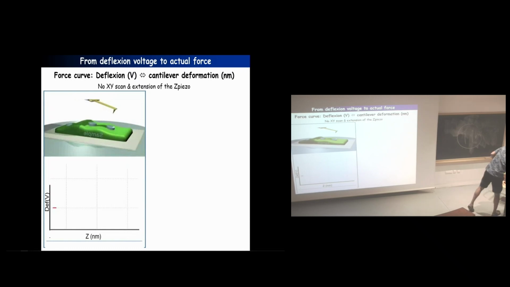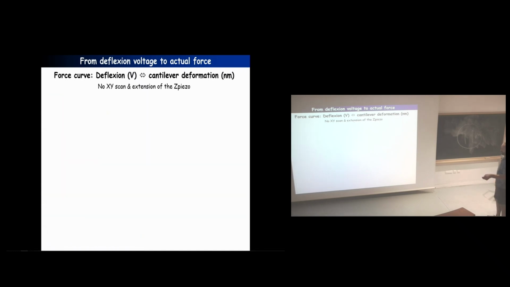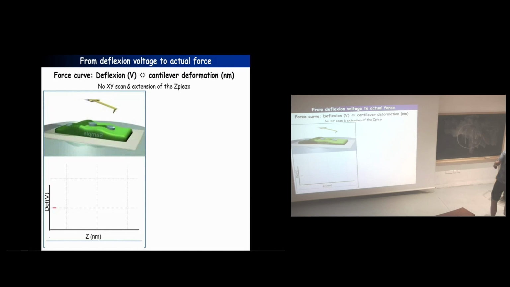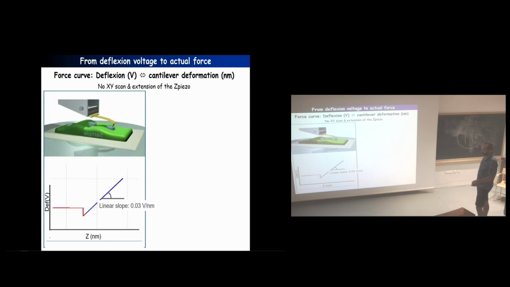And this is what you obtain. Far away, there is no deflection, no force. Then when you come closer, you can see the tip jumps to the surface because of the attractive forces, and then you push, you push, and the laser is deflected. And this is what you can see here with a linear slope.